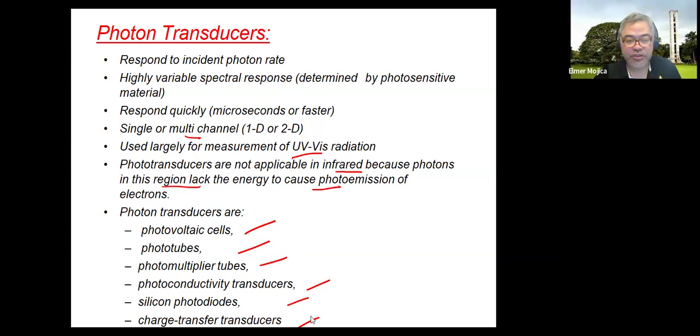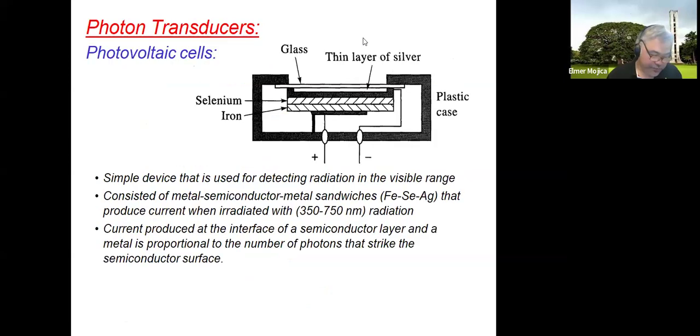Okay, so if we're going to look at the different examples here, one of them is the so-called photovoltaic cell. This is a simple device that is used for detecting radiation in the visible region. It consists of a metal, semiconductor, metal sandwich. So there's a semiconductor, or a semi-metal, that is sandwiched by two metals. You have here the iron metal and a thin layer of what we call the silver metal.